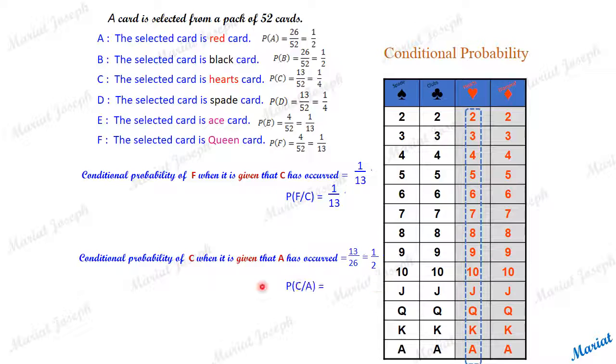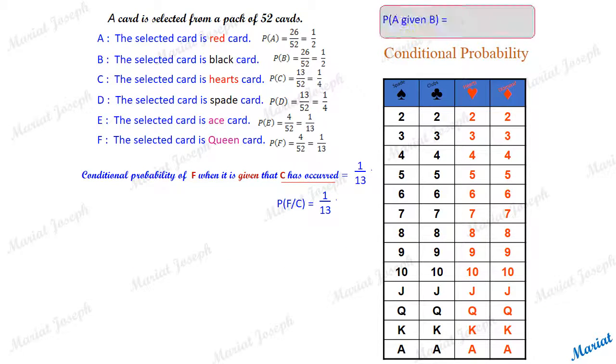So this is denoted as conditional probability of C given A. The given information is A, that is written after the slash. This is conditional probability of C given A. We have already calculated, it is half. Now, this way the conditional probabilities are calculated to understand the meaning of conditional probability. But we have a formula also to calculate the conditional probability. We can get these answers using that formula.